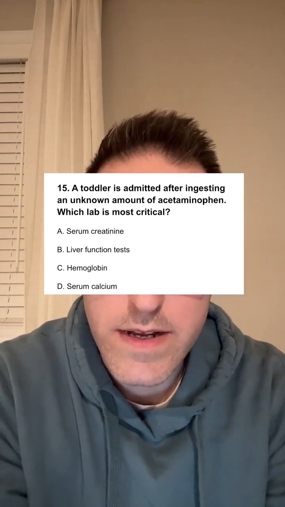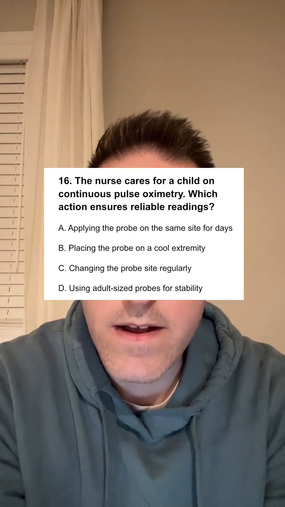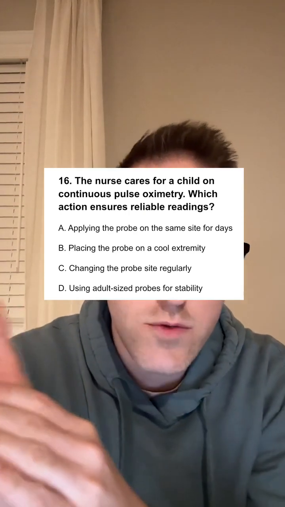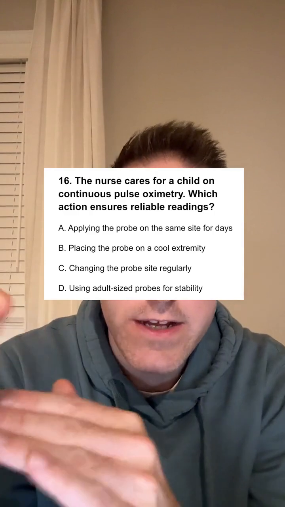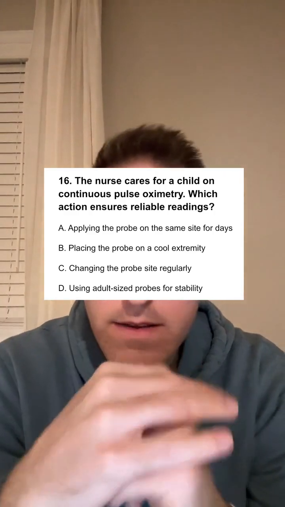And 16. All right, the nurse cares for a child on continuous pulse ox. Which action ensures reliable readings?